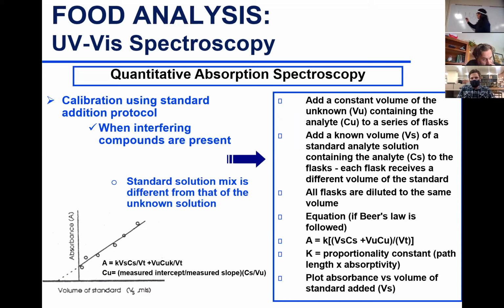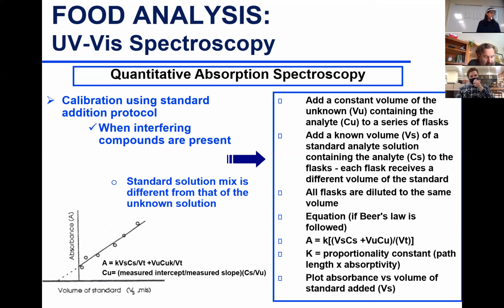What I'm going to add to each one of them is the same volume of my unknown sample. Same volume. Volume of unknown, VU. Same amount of volume in all of them. Now, this doesn't look like the same amount of volume, but it is the same amount of volume, VU, of my unknown. So U is for unknown. Same amount.